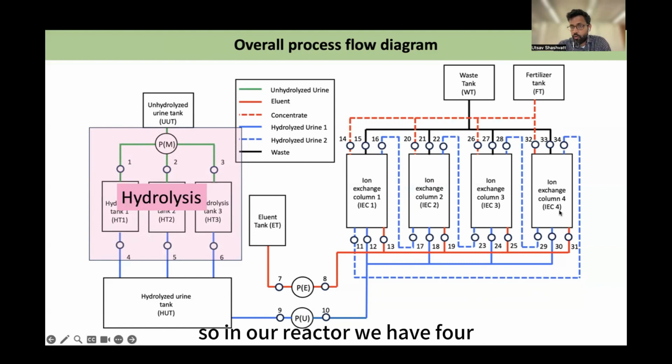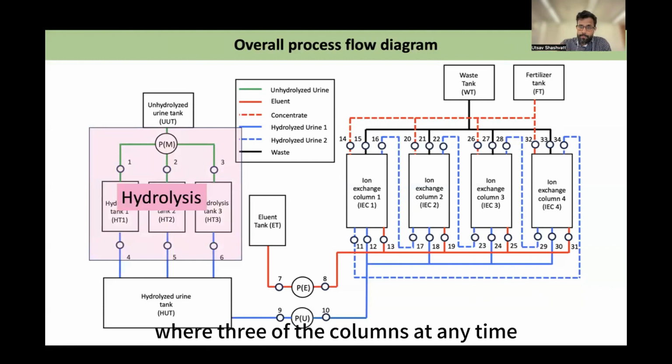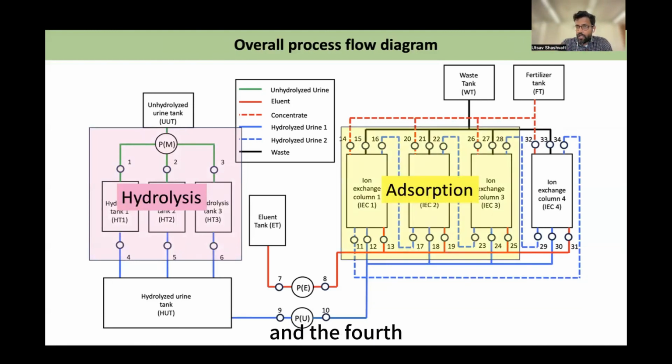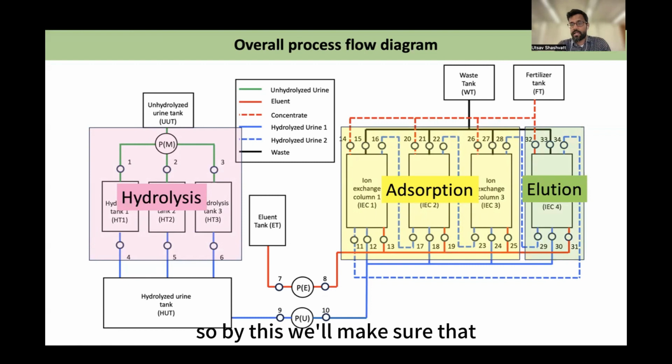In our reactor, we have 4 ion exchange columns in what is often called a merry-go-round configuration, where 3 of the columns at any time will be undergoing adsorption, and the 4th column will undergo regeneration or elution. By this, we can continuously run this reactor without stopping it, as the adsorption can keep on happening as well as the elution. After a complete run, all of the 4 columns should have undergone the elution step once.